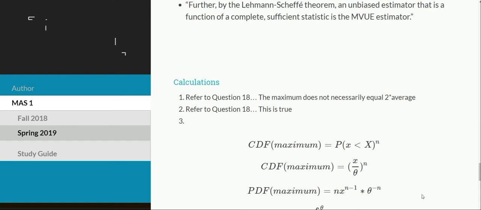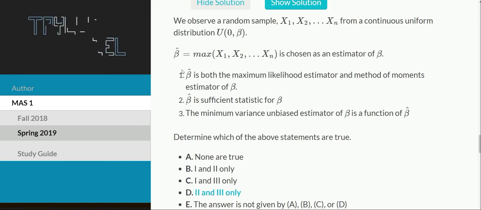So jumping into the problem, first, we had that beta hat is both the maximum likelihood estimator and the method of moments estimator. This is not true, because the maximum likelihood estimator is just the maximum observed value of your sample, whereas the method of moments estimator is taking the average of your observed data and then multiplying that by 2. And obviously that is not necessarily equivalent. So that's not guaranteed, and so we know that 1 is false.